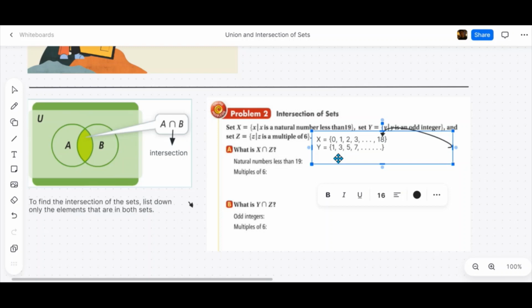And lastly, for set Z, it has to be a multiple of 6. We only have to skip count by 6 to list down the elements. We have 6, 12, 18, and that also continues infinitely.